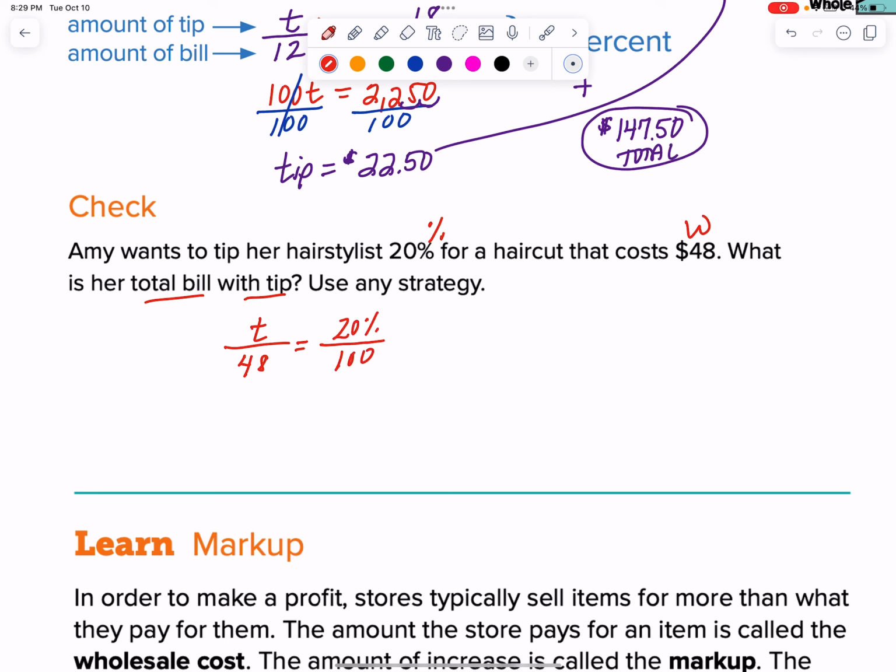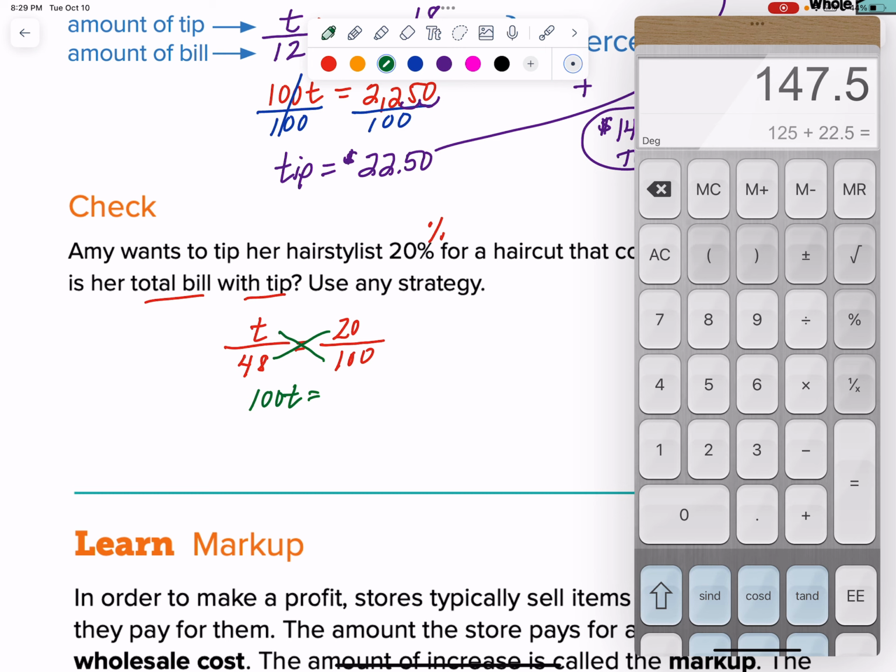It's always over 100. Okay. I get rid of my percent symbol there since we're just doing our math work. All right, let's go ahead and use means and extremes. Cross multiply. We have 100t equals 20 times 48 is 960. And then we need to isolate the variable, so divide by 100 on both sides.